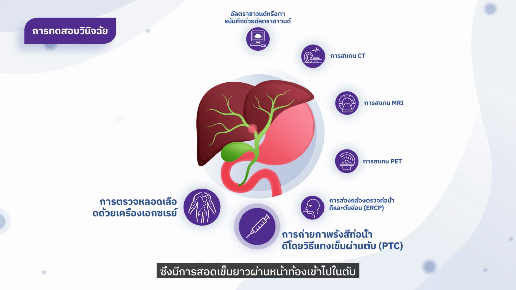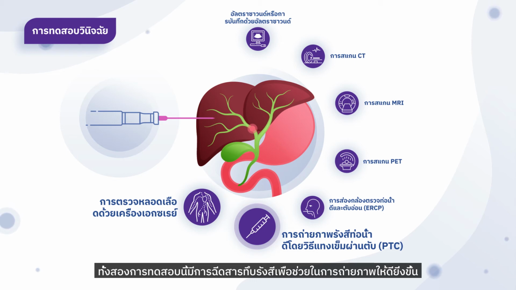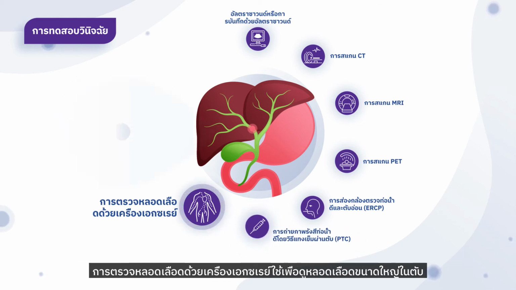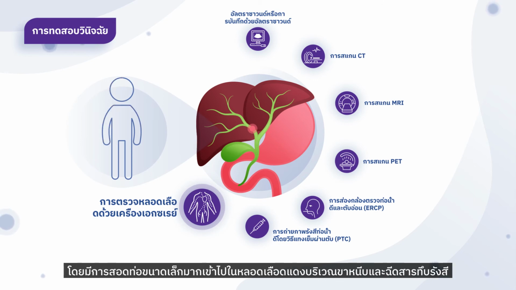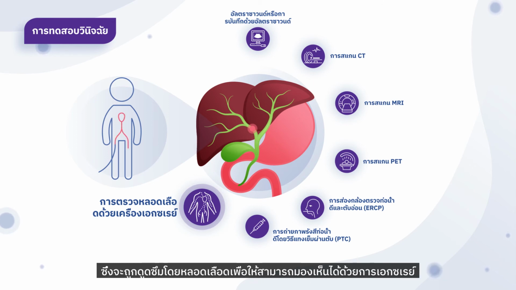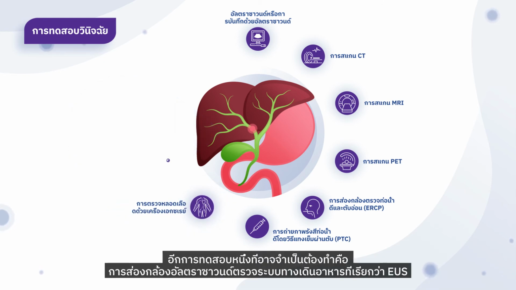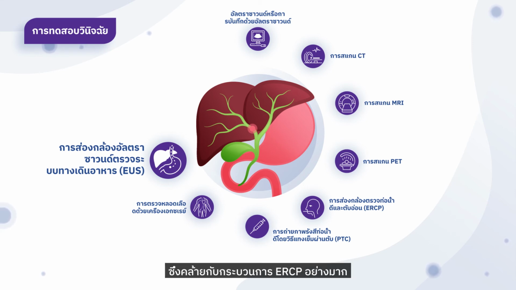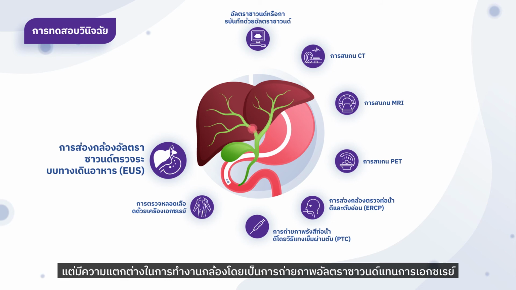This involves insertion of a long needle into the liver from the abdomen. Both these tests utilize an injected dye to improve imaging, and small tissue samples or biopsies may be taken at the same time. An angiogram is used to look at larger blood vessels in the liver. A very fine tube is inserted into the artery in the groin, and a dye is injected, which is absorbed by blood vessels so they can be seen by X-ray. Another test that may be required is an endoscopic ultrasound scan, known as EUS, which is very similar to the process for ERCP, but the camera works differently by taking ultrasound pictures rather than X-rays.